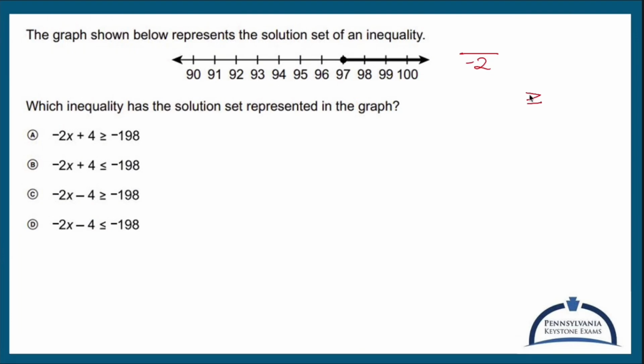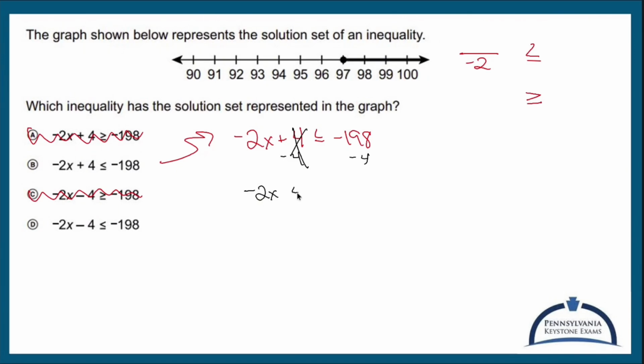So if I'm going to get to that greater than or equal to, and I'm going to at some point divide by -2, that means beforehand it's got to start out as less than or equal to. So I need one of the ones that start out with less than or equal to, because eventually I'm going to flip the sign to greater than or equal to. So let's test out B and see what happens. I have -2x plus 4 is less than or equal to -198. Let's subtract 4 from both sides. -4, cross you out.